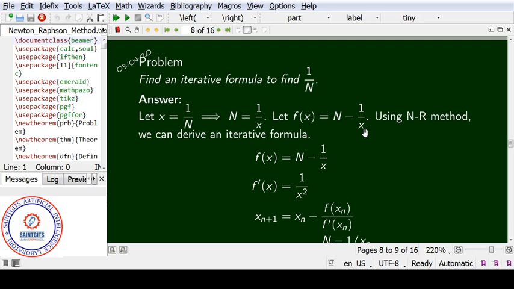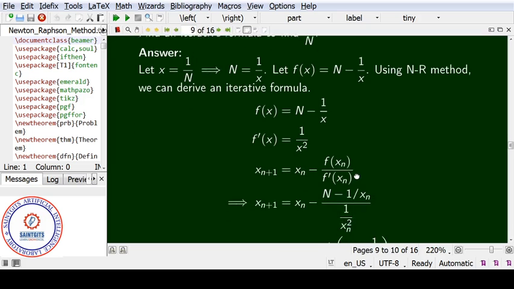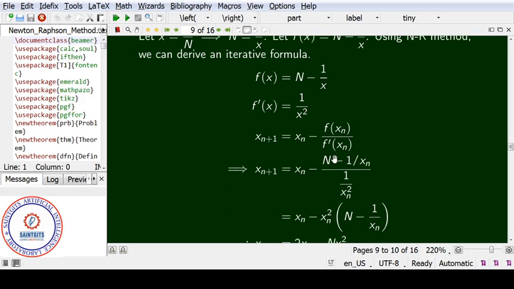Now we are going to use the Newton-Raphson method. First step is to find the derivative of f of x. f of x is equal to n minus 1 by x. Its derivative: the derivative of n is 0. The derivative of 1 by x is minus 1 by x square. Here is a negative, so negative into negative is positive 1 by x square. So xn plus 1 is equal to xn minus f of xn divided by f dash of xn. That is our Newton-Raphson formula.